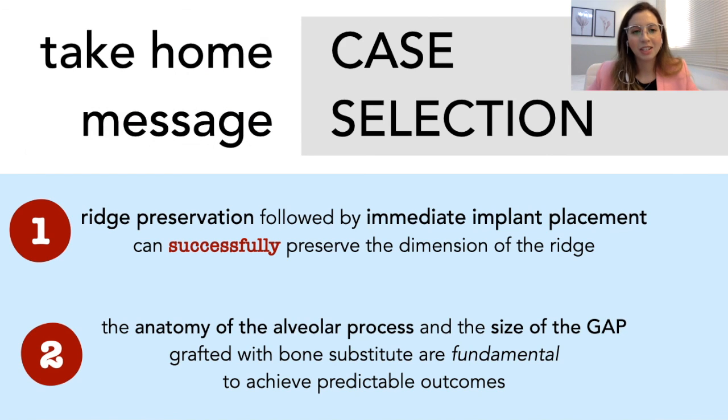Thus, my take-home message is case selection. Ridge preservation and immediate implant placement can successfully preserve the ridge dimension if you consider the anatomy of the alveolar process and the size of the gap. The 10 keys must help you in selecting those cases.